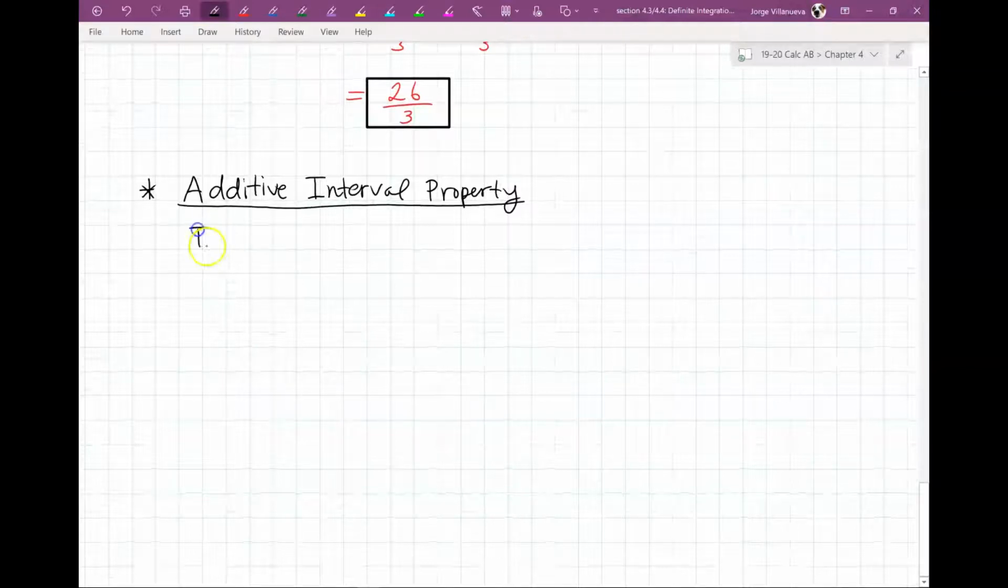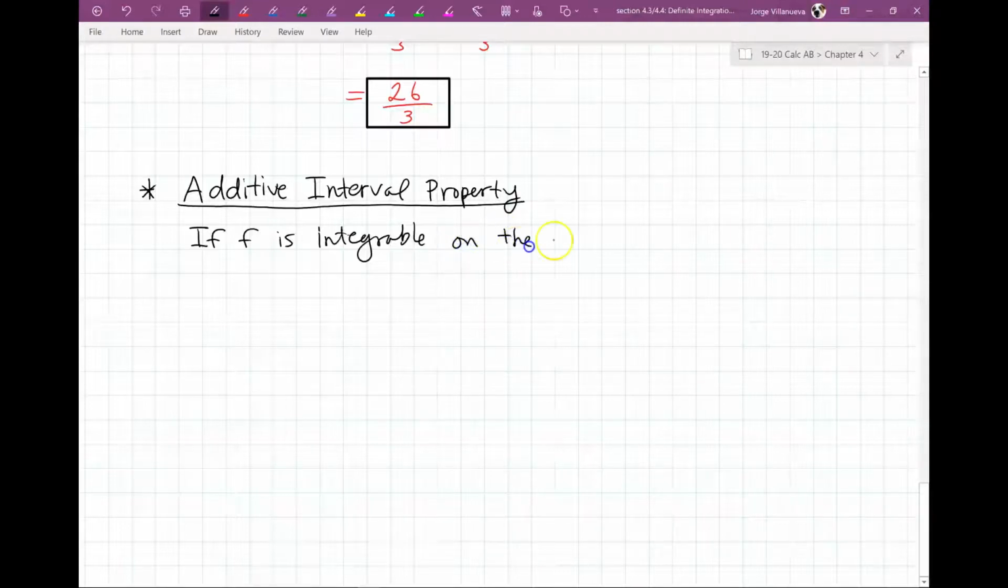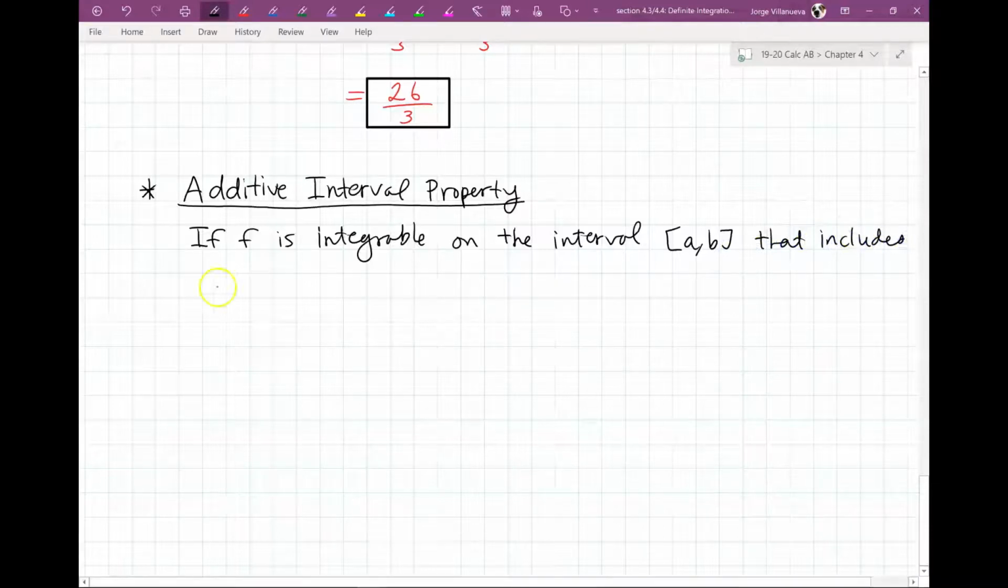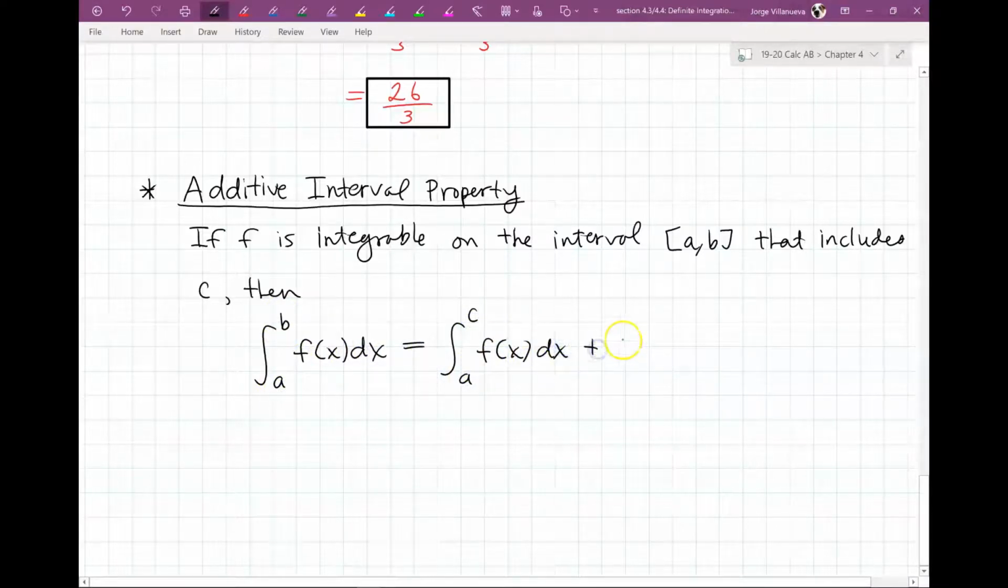So it says if f is integrable on the interval a to b that includes c, then the integral from a to b of f of x dx is the same as the integral from a to c of f of x dx plus the integral from c to b of f of x dx.